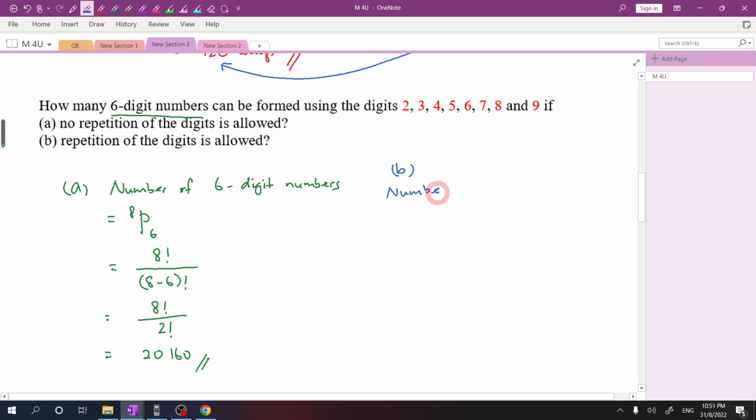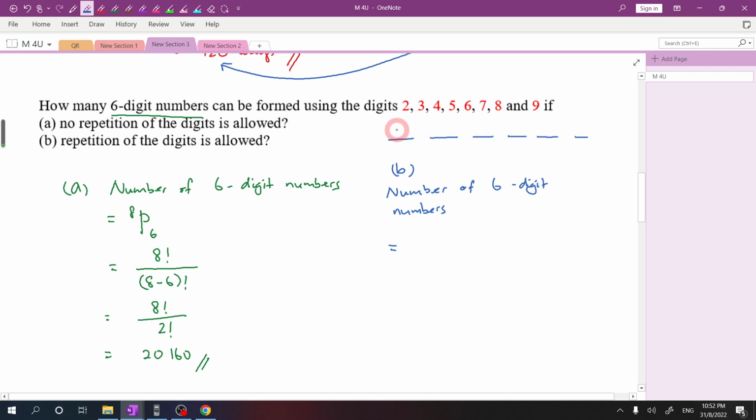Number of 6-digit numbers. So try to think, how do we solve it? We can use this method. We no longer use 8P6. We are going to use this method. 1, 2, 3, 4, 5, 6.